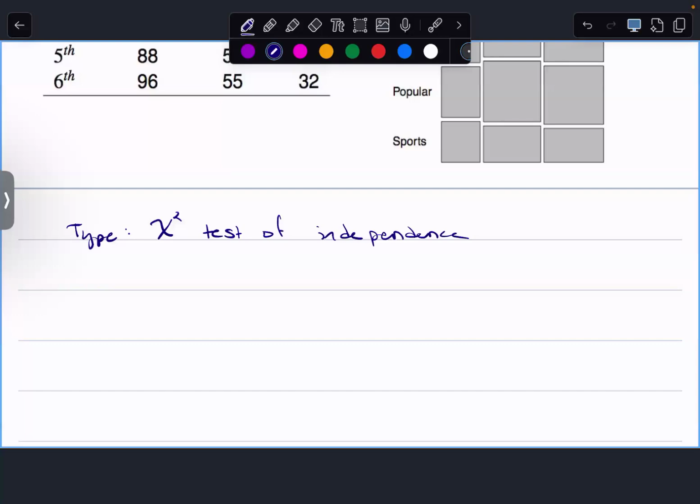And sometimes, if I'm nice, I make it worth 1 mark where you tell me what type of test it is or what question type it is. I haven't decided.